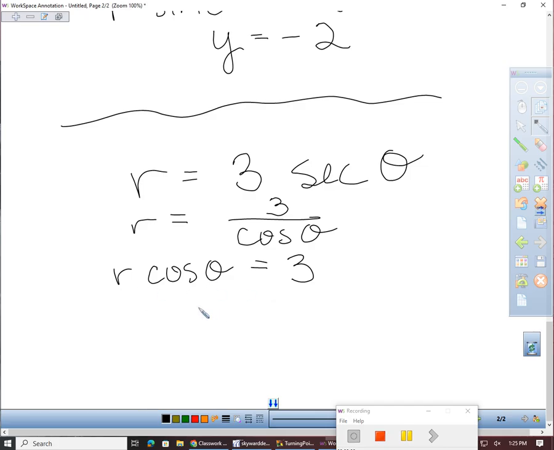Yeah, so this switches out for x, so x equals 3, or just a vertical line at 3.